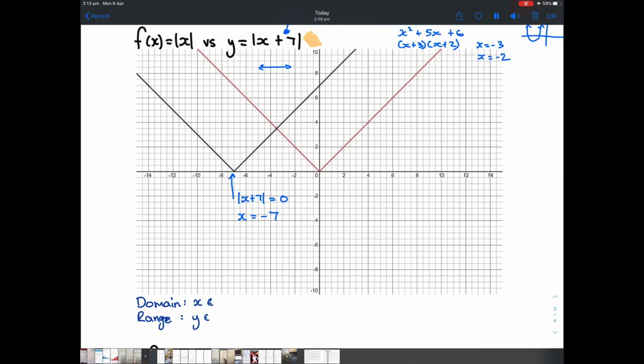So going through the domain of this one, its domain is x belongs to negative infinity to positive infinity. And y, well actually y has a minimum value. Y's lowest value is 0, and that stretches out to positive infinity.